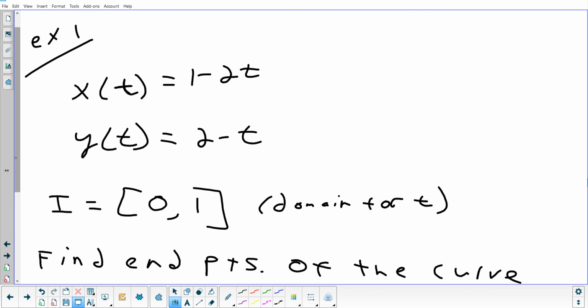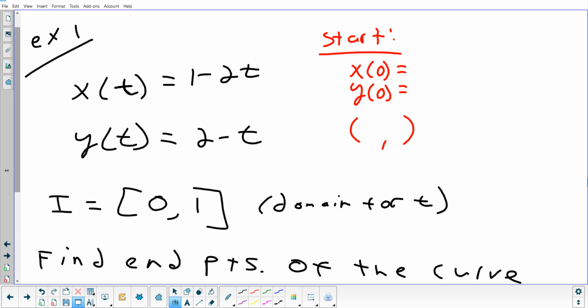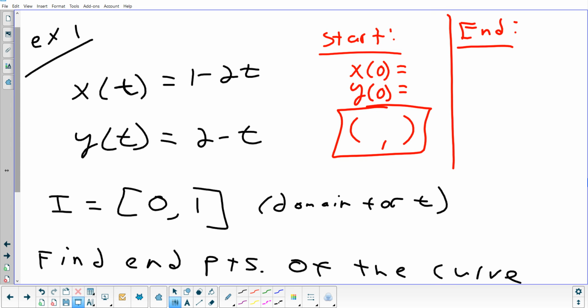All right, let me do it up here so that way I can still see all my information. What number controls where the graph starts in my interval? Yeah? 0. So you want to plug in 0 and get the x value. Plug in 0 and get the y value. And when we're done, we'll have a coordinate for the start. Then we'll do the end.